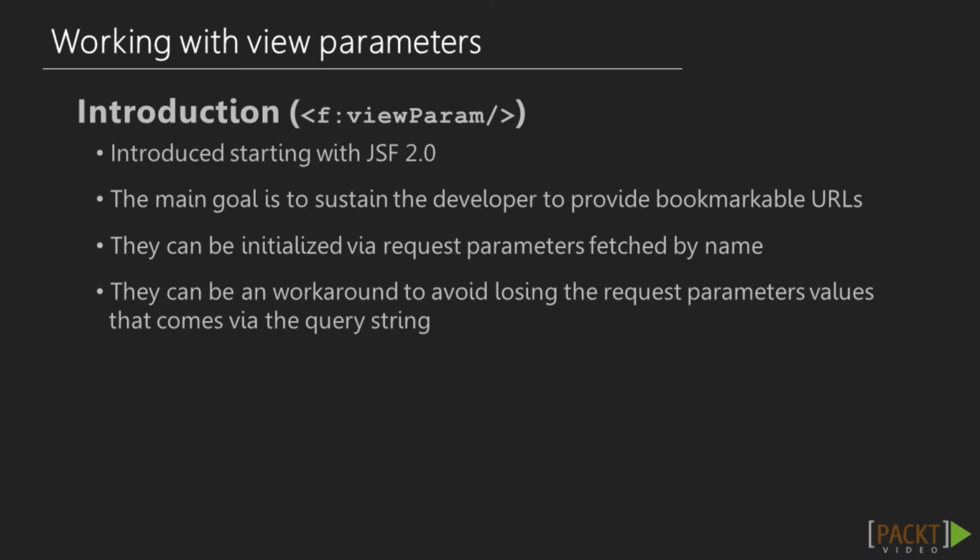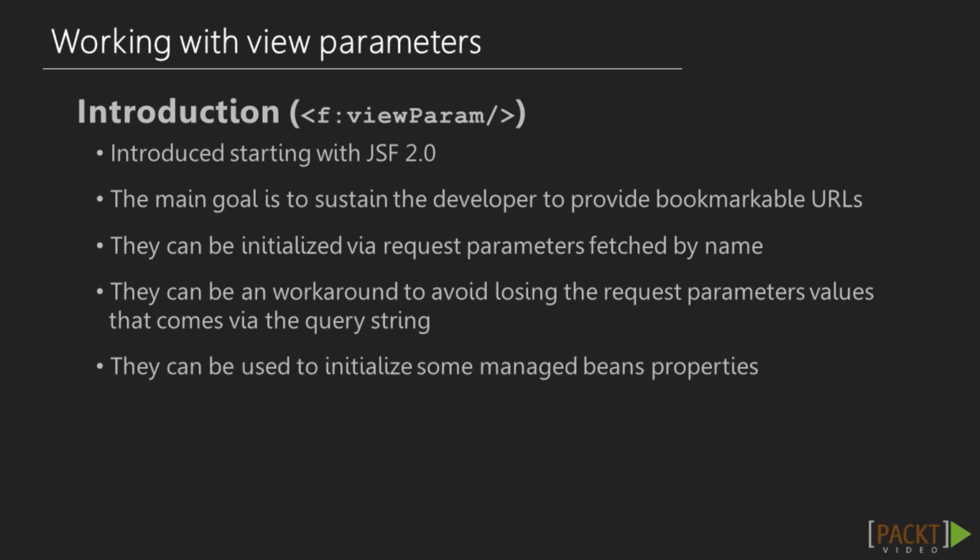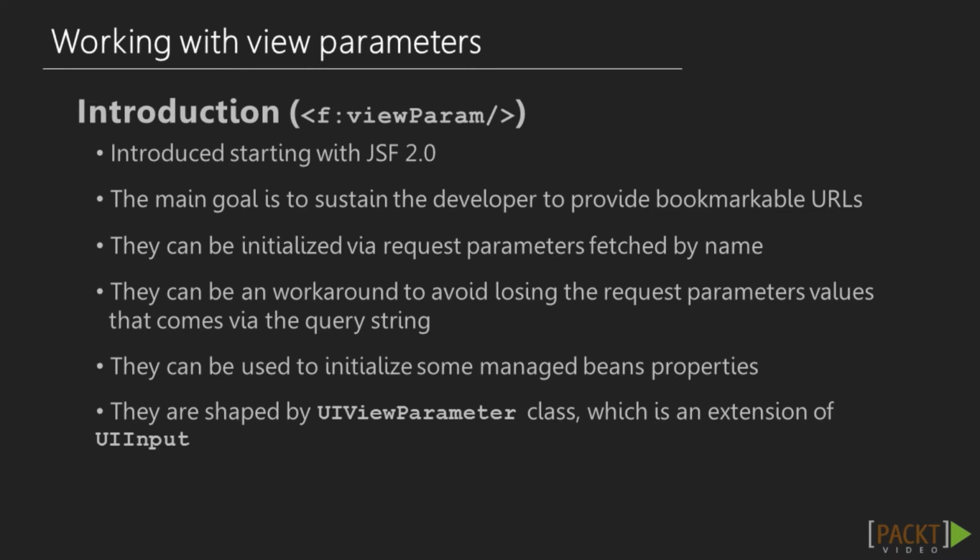query strings of GET requests. It's like JSF is asking you to point out the request parameters from the query string of this GET request that contain values that must live across past requests. View parameters are shaped by the UIViewParameter class, which is an extension of the UIInput class. This is major because view parameter values can be converted and validated before they reach managed beans.